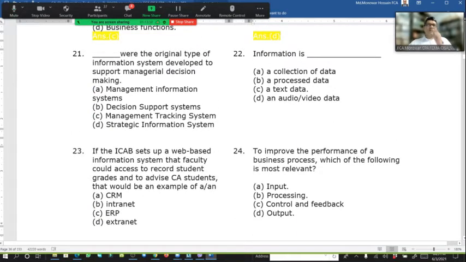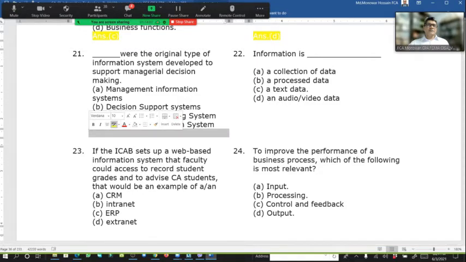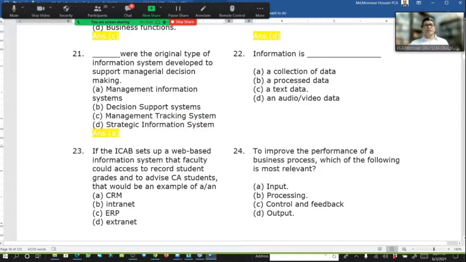Now 21. Which was the original type of information system developed to support managerial decision making? Management information system, decision support system, management tasking system, or strategic information system. We can say it can be A or B. The answer is A, management information system. You are 100% right.